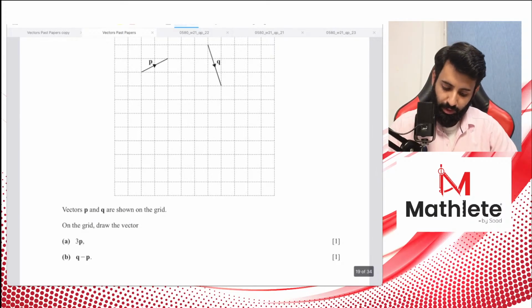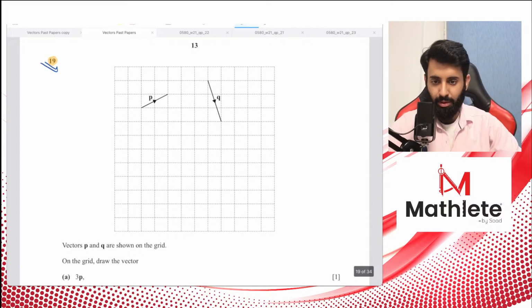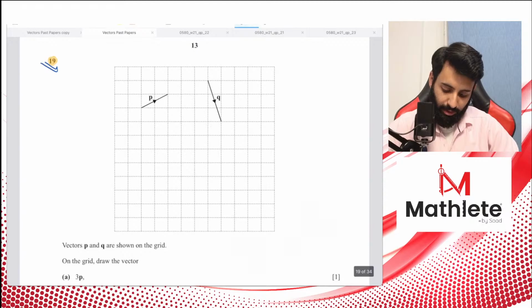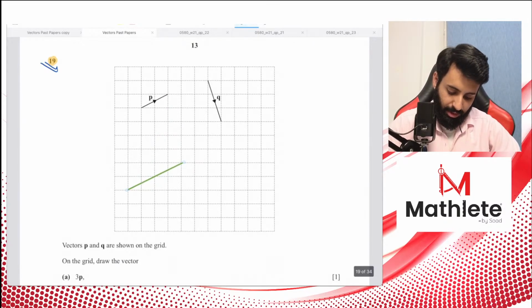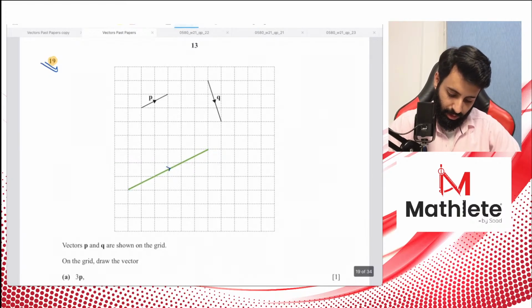Okay. So if I want to draw 3P, now there are two ways that you can go about this question. One is that you can simply look at what vector P looks like, okay, and make a vector that is 3 times of it. So this is what P looks like, right? It's 2 units to the right and 1 unit up. And now you make a vector that's 3 times of it. So that means it's going to be 6 units to the right and 3 units up. So this is what 3P will look like. You can see it's 1, 2, 3, 4, 5, 6, and then 3 units up.